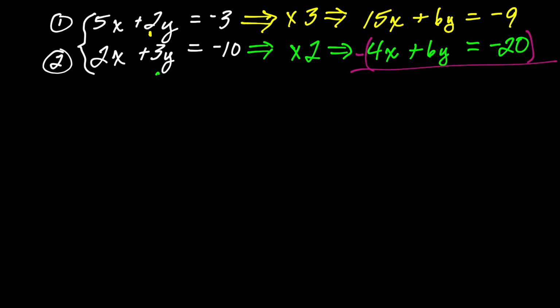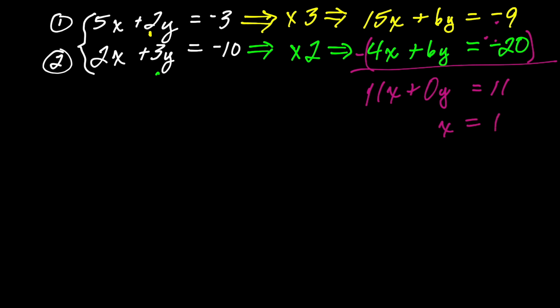So 15x minus 4x is 11x. And this becomes a 0y. Don't really have to write that, but just to emphasize. And subtracting negative 9 minus negative 20 is positive 11. So we have x equals 1.